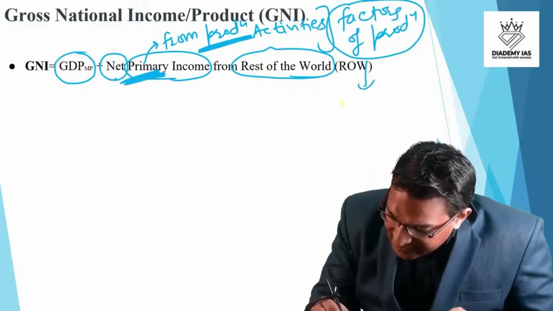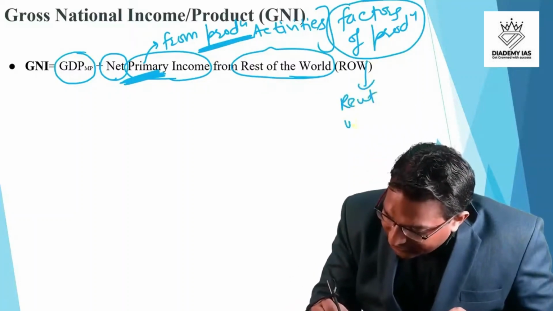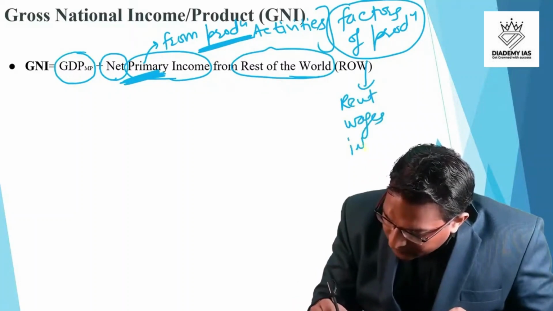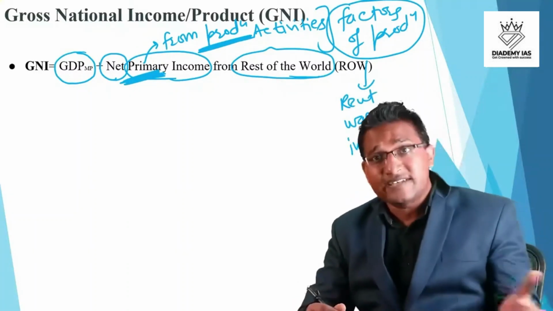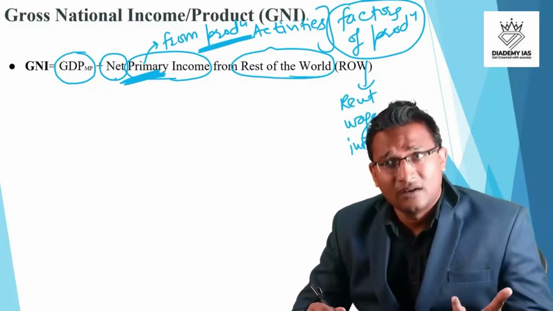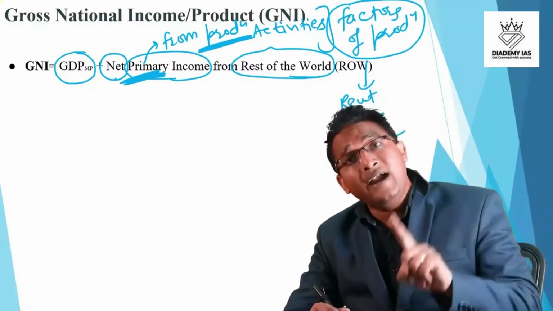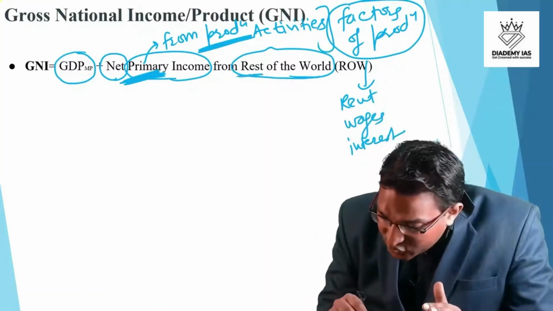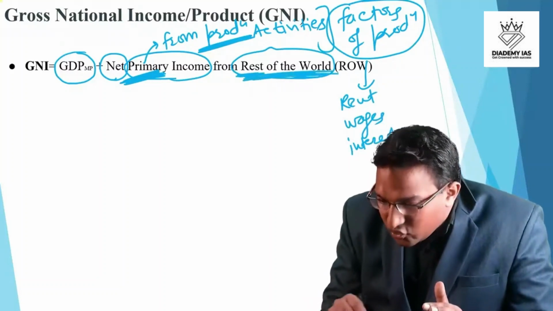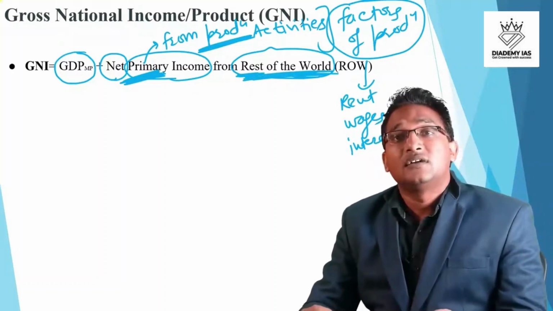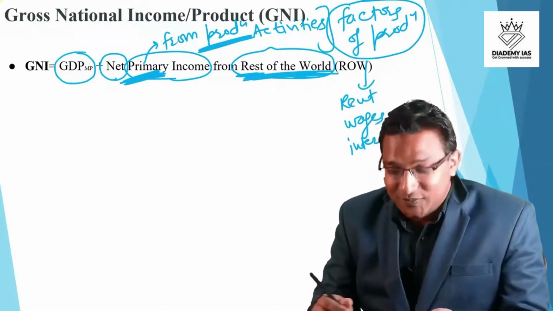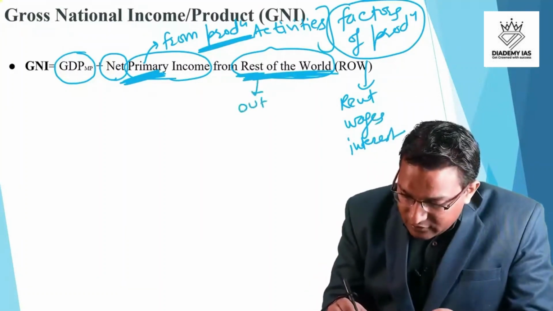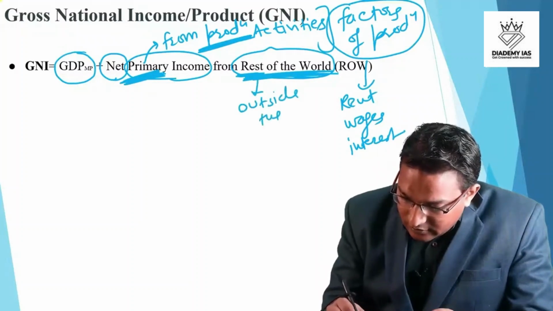And what is the example? The example includes rent, wages, interest. Right? Can we say that? Yes, very well we can say that. So the income that is earned by the factors of production, right? From rest of the world, right? So rest of the world basically means outside the country.